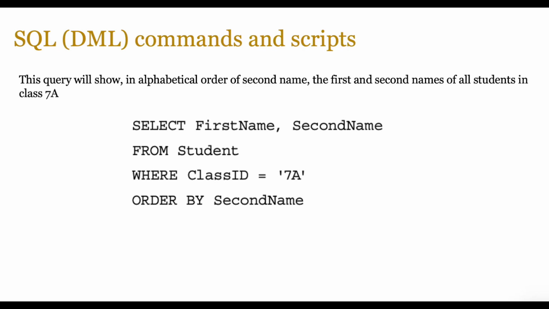So we're simply saying select first name, comma, second name, these are the attributes or the fields, from student table, where class ID equals 7A, and order by second name. So it orders it by the second name. And by default, the order is alphabetical or ascending.